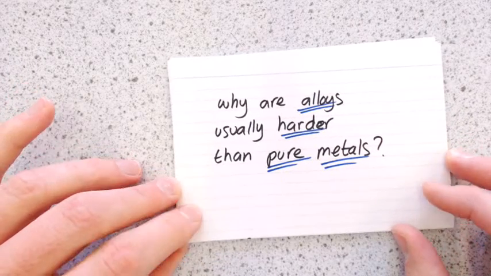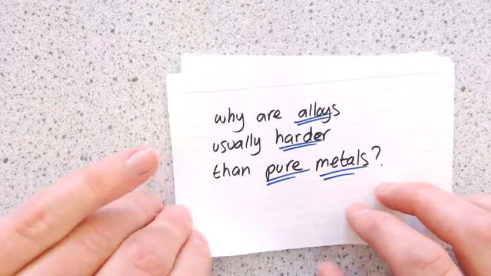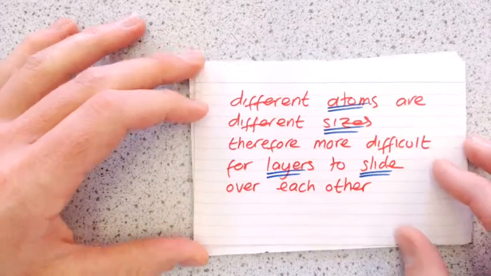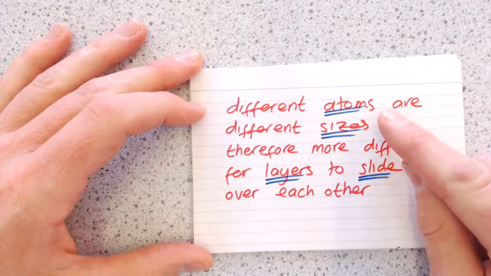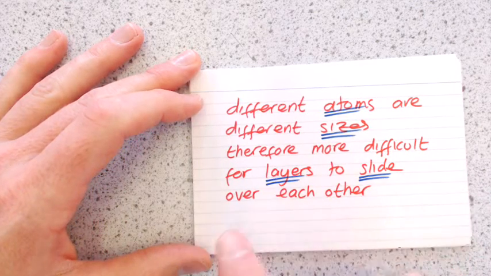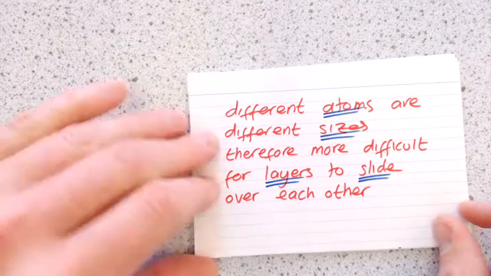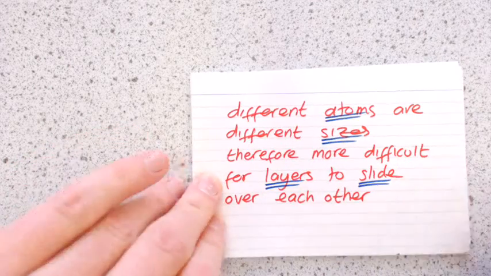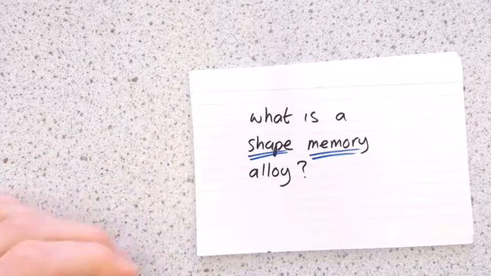Why are alloys usually harder than pure metals? Because you've got atoms that are of different sizes, it's less easy for the layers to slide over each other. So when you try and bend it, the layers can't slide over each other, so it makes it a harder material.